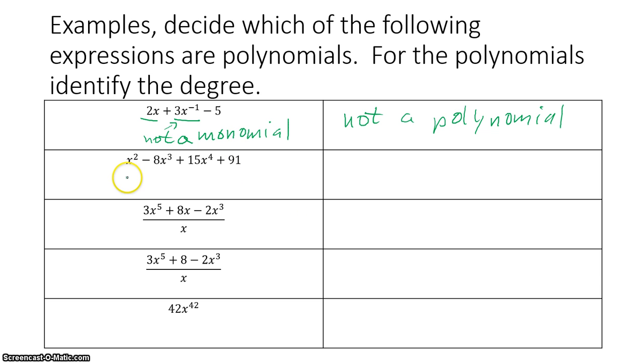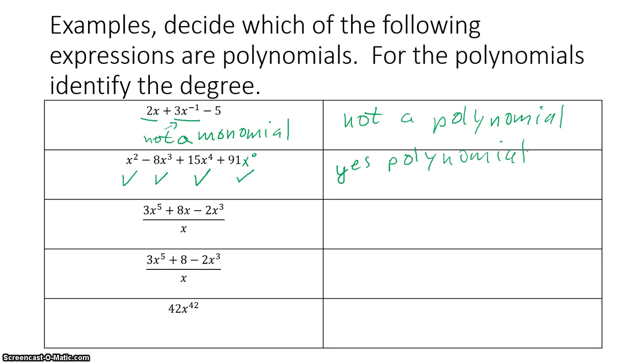So let's go through that same logic for the next example. X squared, monomial? Yes. Minus 8x cubed, is that a monomial? Yes. 15x to the fourth, again, monomial. 91. If we're having trouble seeing this as a monomial, you can remember again that there's an x to the 0 on the end. So yes, a monomial. So yes, this is a polynomial.